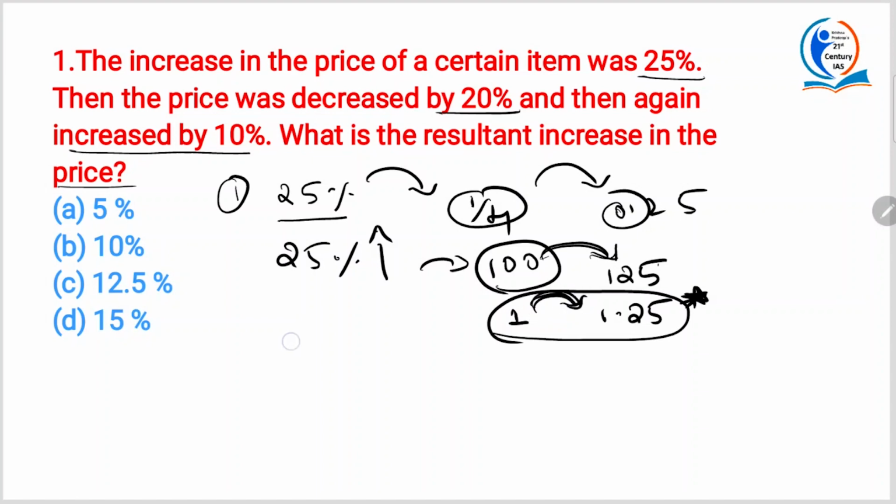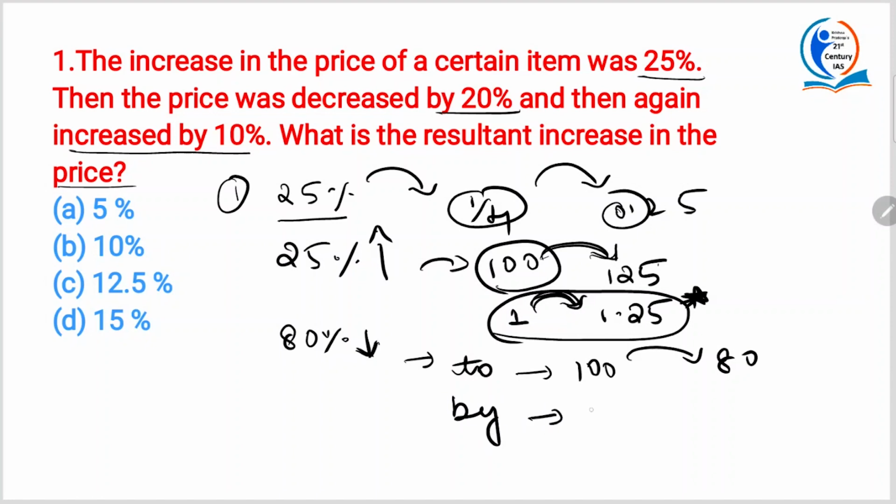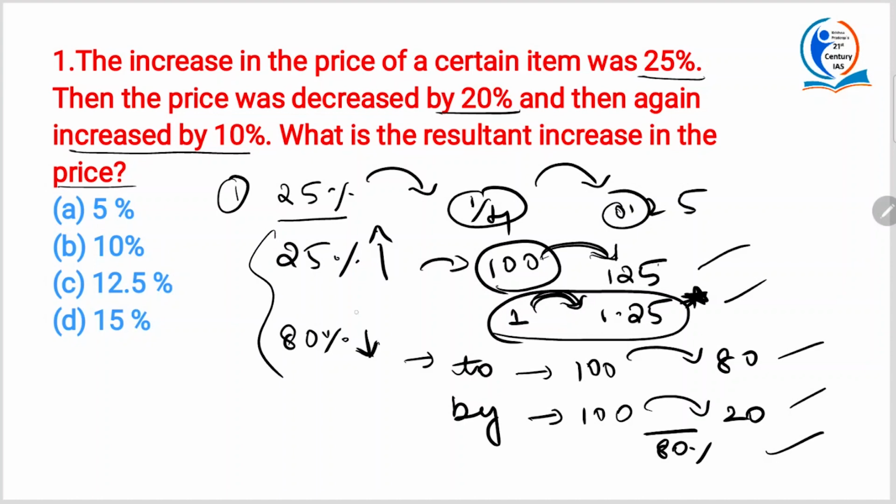Likewise, if I say 80% decrease, a number decreased to 80% is different, and a number decreased by 80% is different. If a number is decreased to 80%, it means 100 has now become 80. If a number is decreased by 80%, it means 100 will become 20. So this is one concept, these conversions, and you have to be very thorough with this.